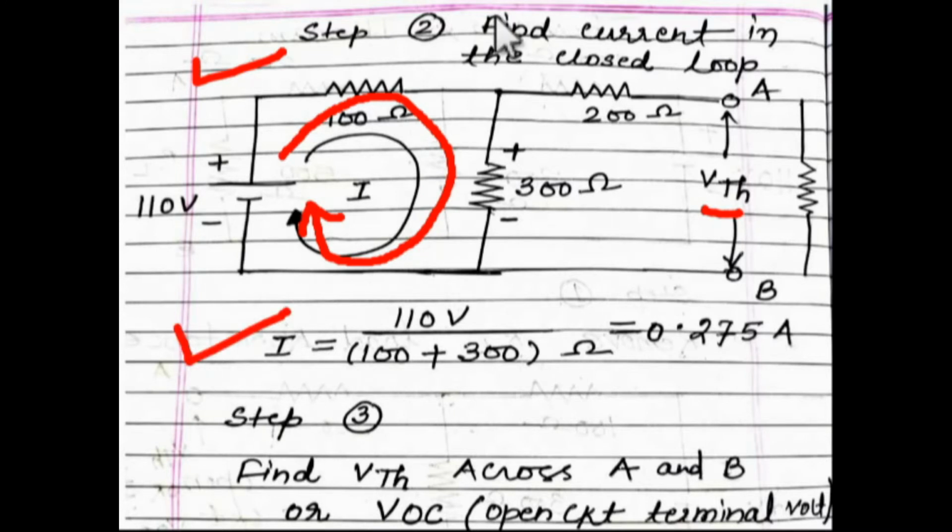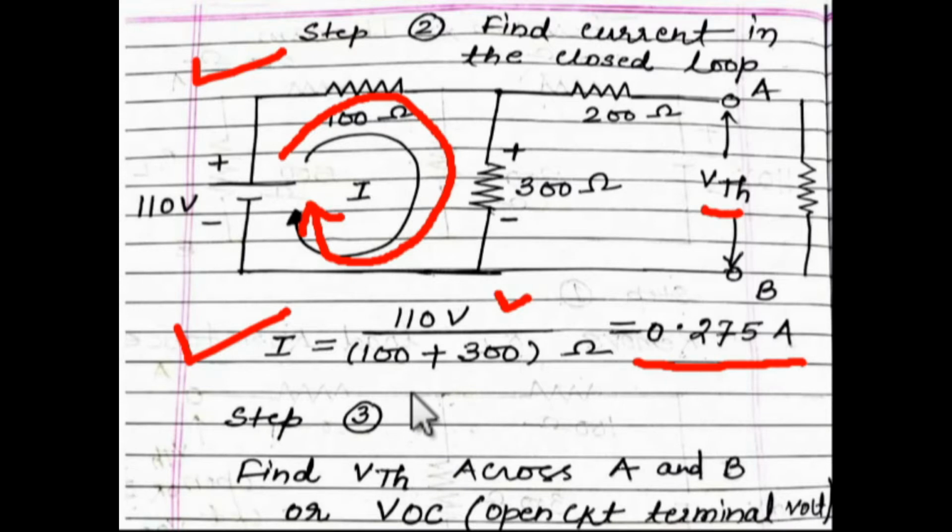So now calculate the current. You can apply KVL or the reduction method. You can directly write I equals 110 volt divided by 100 plus 300. The 100 and 300 are in series, so the current will be equal to 0.275 ampere. So you already calculated the current. This is not the load current. So guys, always remember, this is only the current in the mesh, not the load current. Load current will be calculated at last, once we get the equivalent circuit.